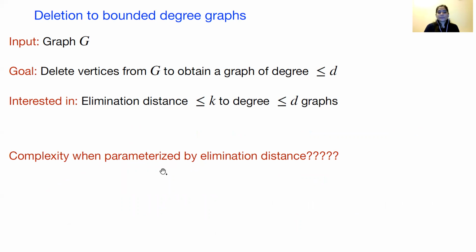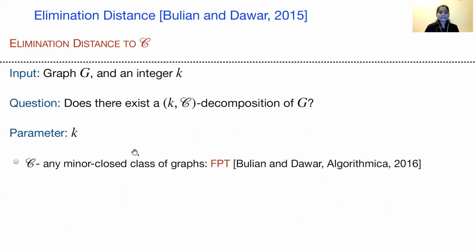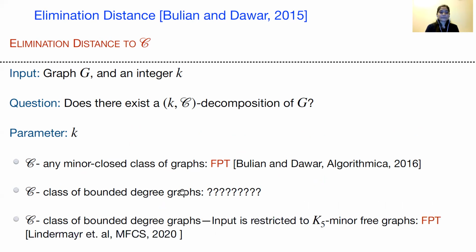But when we come to parameterizing by elimination distance, the complexity is not trivial to see. So Bulian and Dawar studied this problem, and they were able to show that when C is any minor closed class of graphs, then the problem is FPT. And they posed as an open problem what happens when C is the class of bounded degree graphs. Recently, in MFCS 2020, it was shown that for restricted input, that is when the input is restricted to K5-minus-free graphs, elimination distance to the class of bounded degree graphs is FPT. But the problem remained open for general graphs.